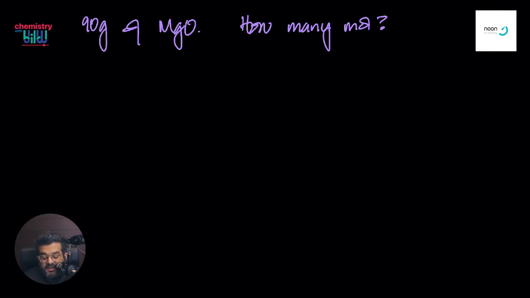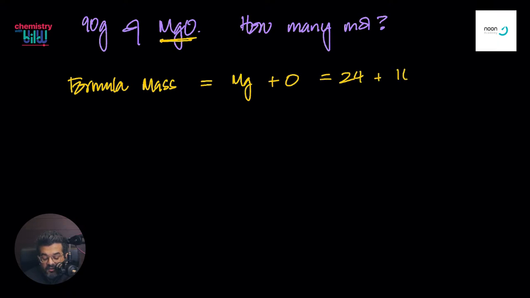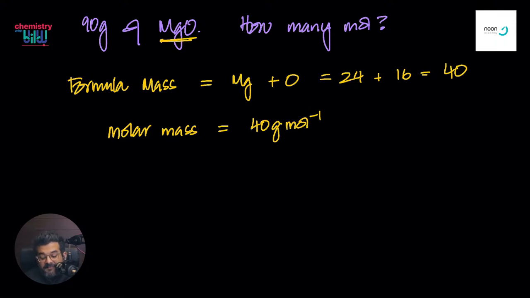So now, magnesium oxide is an ionic compound, so I have something called formula mass. I found the formula mass of magnesium oxide, for which I need to know magnesium's mass and then oxygen's mass. Magnesium is 24, oxygen is 16, that's 40. So formula mass is 40, which means molar mass is 40 grams per mole. I am becoming that anal about this stuff, because without it being that specific, you're not gonna get the answer. All right?